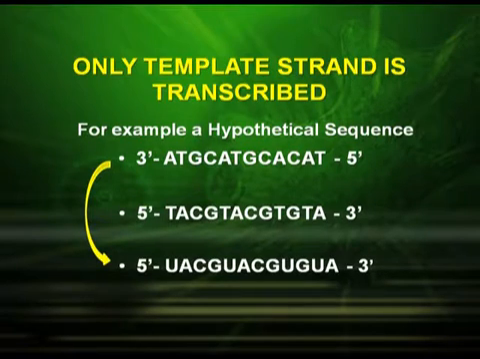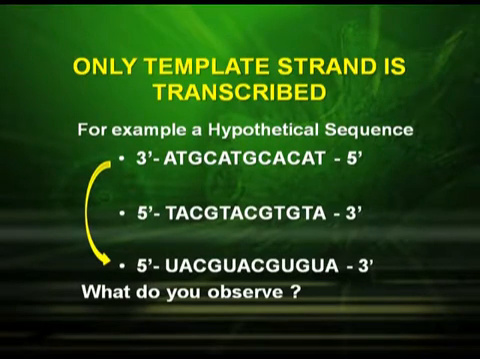Now if the strand which is 3 prime to 5 prime, ATG CAT GCA CAT, is transcribed, the sequence of the bases becomes UAC GUA CGU GUA. Now what do you observe? Comparing the 5 prime to 3 prime strand, TAC GTA CGT GTA, with UAC GUA CGU GUA, the only difference between these two is that in place of thymine there is U, that is uracil. Otherwise the sequence is exactly similar.